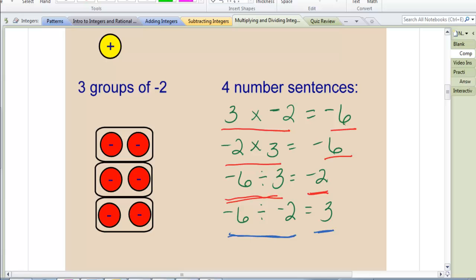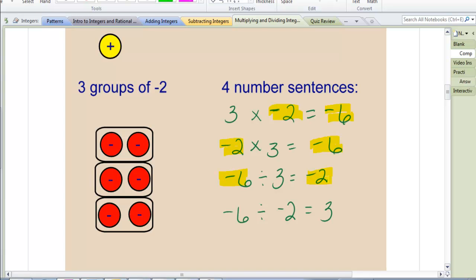times something equals something, two of the numbers are negative and one is positive. So you might notice here in the first problem, 3 times negative 2 equaling negative 6, you have two negatives and one positive. Two negatives in the next one, one positive, two negatives, one positive, two negatives, one positive. So if your problem has two negatives in it, then the answer has to be positive. If your problem has only one negative in it, then the answer has to be negative. So that's another way to think it through.